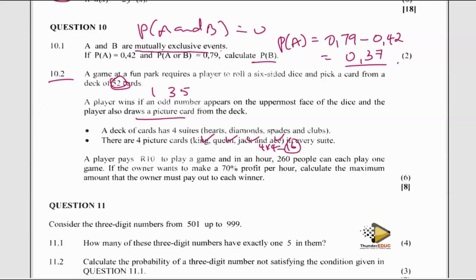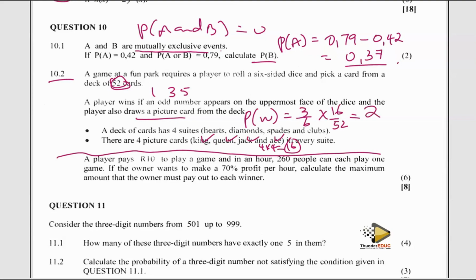So let's get, before we even read what is happening down here, the probability of winning. You must get 3 out of 6 for the die times 16 over 52 for the cards. Simplifying that, I'm getting 2 over 13. This is the probability of winning.